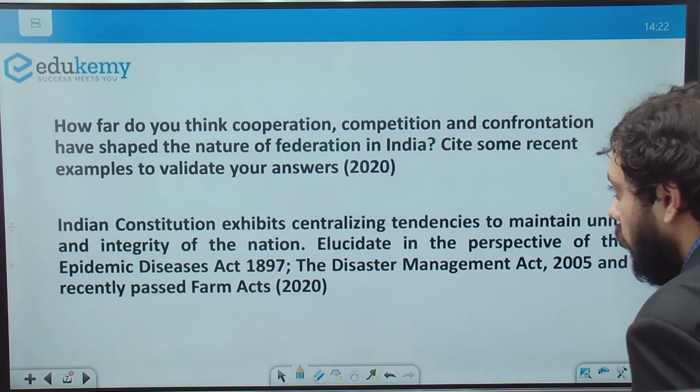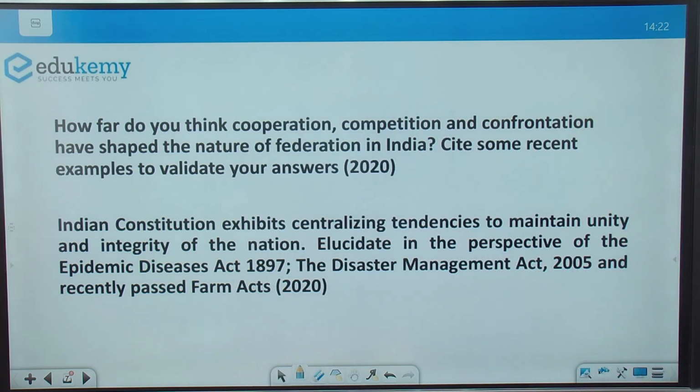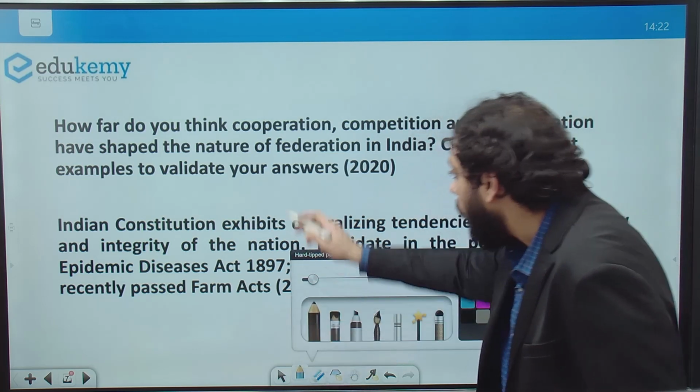If you take a look at the first question, it says, how far do you think cooperation, competition, and confrontation have shaped the nature of federation in India? Cite some recent examples to validate your answers. This is 2020 itself, okay? Nature of federation in India.